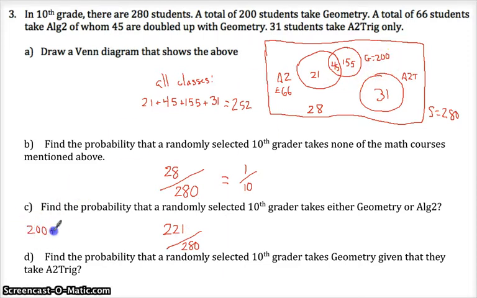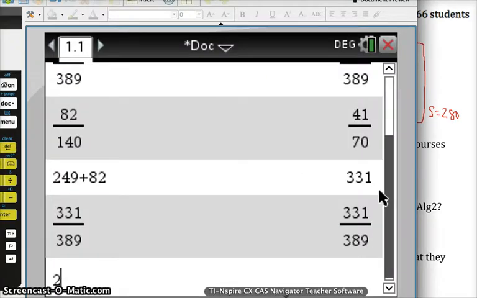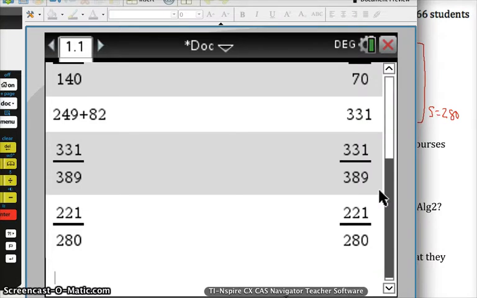Notice it's 200 plus 66 minus 45. Or you could look at it this way, 21 plus 45 plus 155. In my head, I just went 200 because that's a nice number, plus this 21 to get 221. Does that reduce? I recognize those from other videos. No, it doesn't. Okay. Fine.